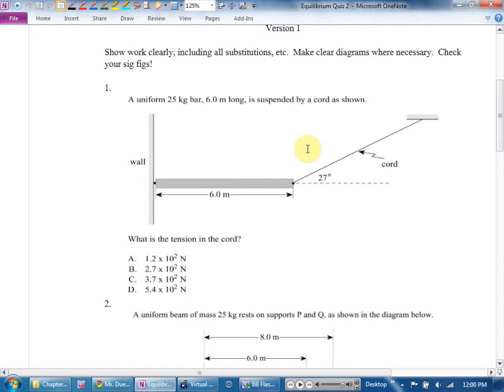Number one, multiple choice. This would also be fair game as a written question, although I think to make it worth a written, I would add a mass hanging somewhere else as well. Or instead of saying find the tension, I might say find a component of the wall force. We'll talk about how well that's going to work.